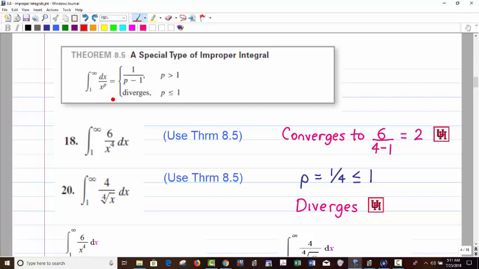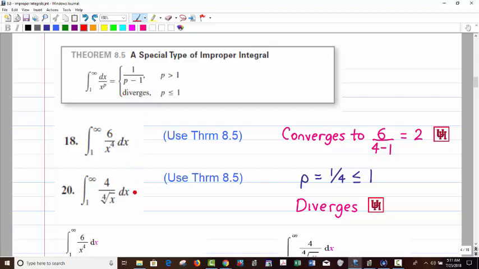So using this theorem, you wouldn't have to work it out, because if this P right here is an exponent greater than 1, the improper integral will converge, and it will converge to a value of 1 over P minus 1. If that P is less than or equal to 1, so even just x itself would satisfy this, you have diverges.